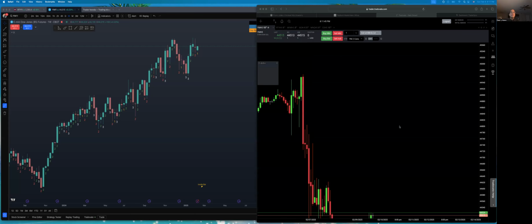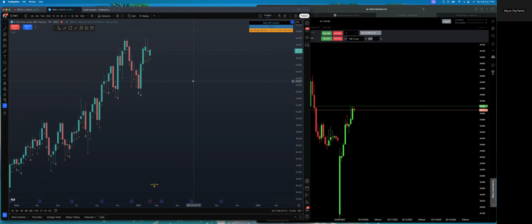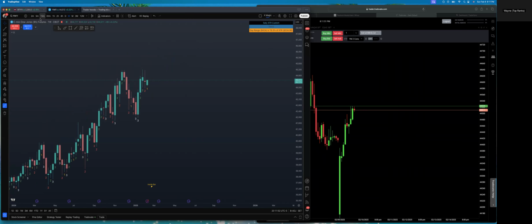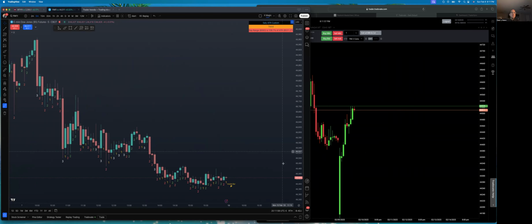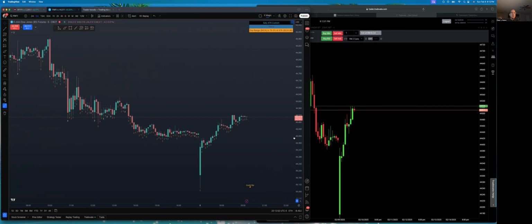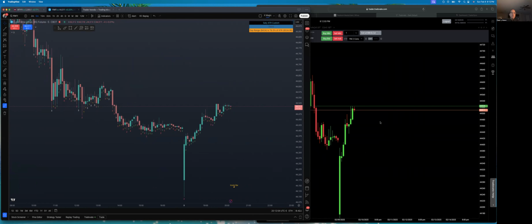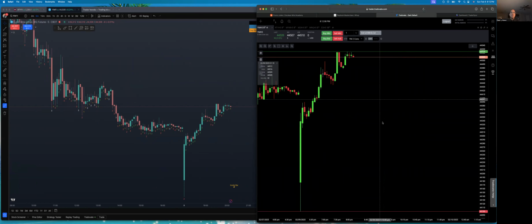Can you see my screen? Yeah, I see it. Cool. So let's go on the 5 minute, just for the sake of doing so. Let me turn that on. So basically the same chart, obviously, because we're trading the same thing. Let me go on the 5 minute here.